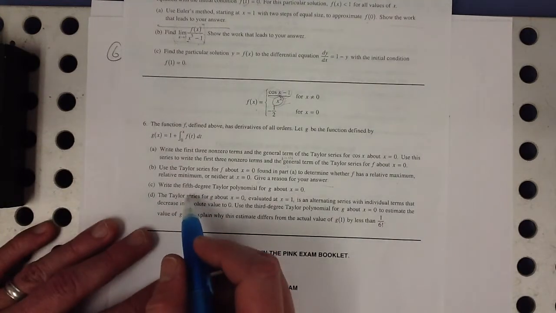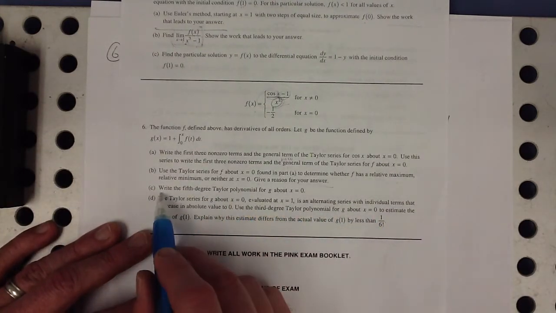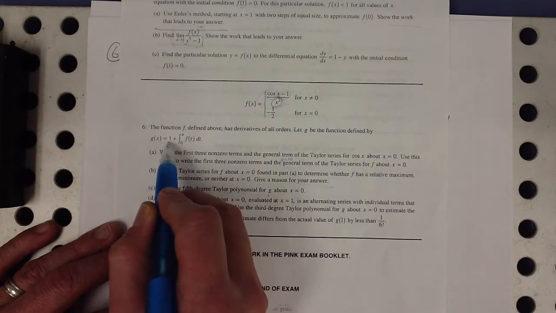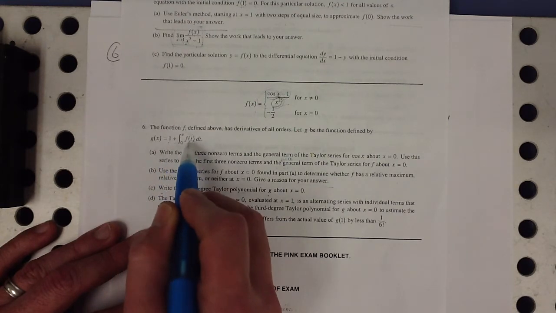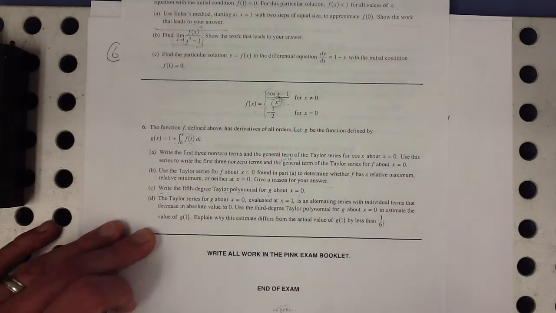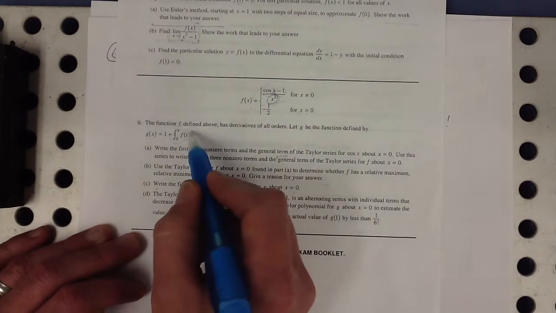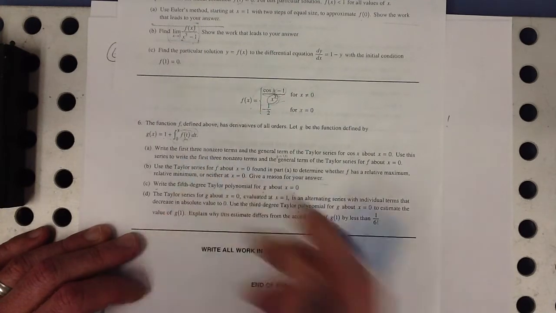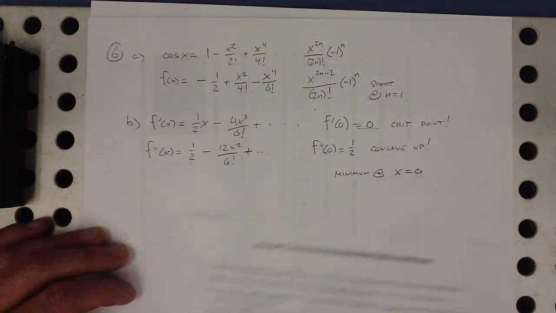Now, part C, they want us to write the 5th degree Taylor polynomial for g, which is 1 plus the antiderivative of this one, just with x's plugged in, about x equals 0. So let's see. If you want to take the antiderivative of a series, you just take the antiderivative one term at a time. So let's try to do that.